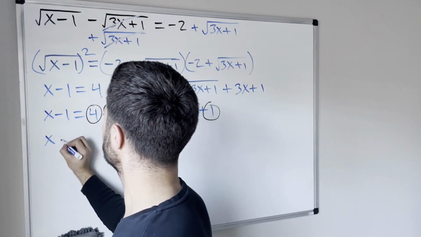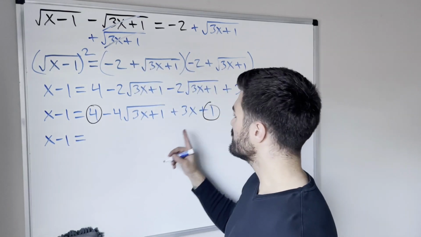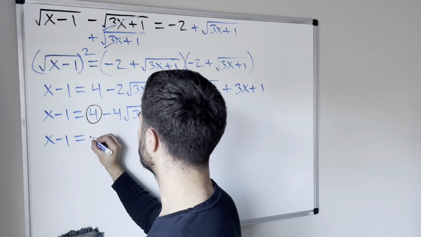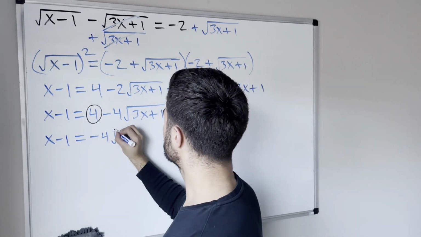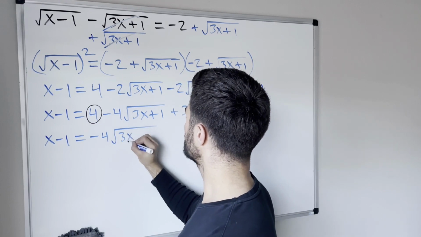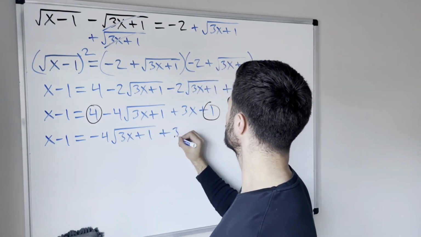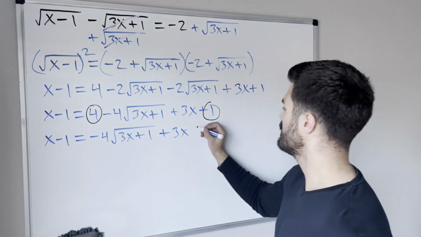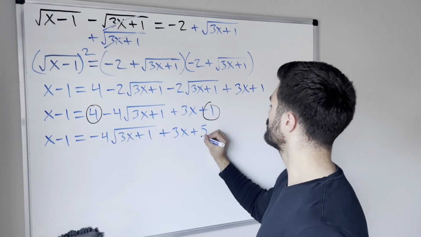So the left-hand side we left alone. That is x minus 1. The right-hand side we combine 4 and 1 to be 5. So let's write that out. We have negative 4 times the square root of 3x plus 1 plus 3x. We left that 3x alone, right? So all we did was combine the 4 and the 1 to be plus 5.